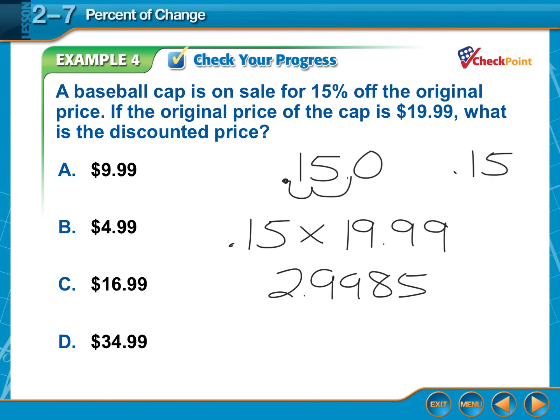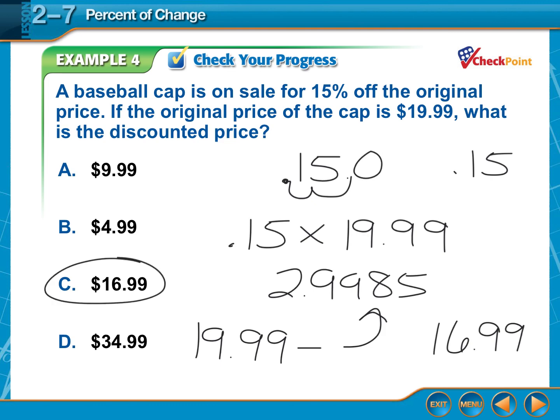What is our last step? Subtract from the original. We need to subtract because it's a discount. So $19.99 minus that discount. So you need to do $19.99 minus. It is $16.99.